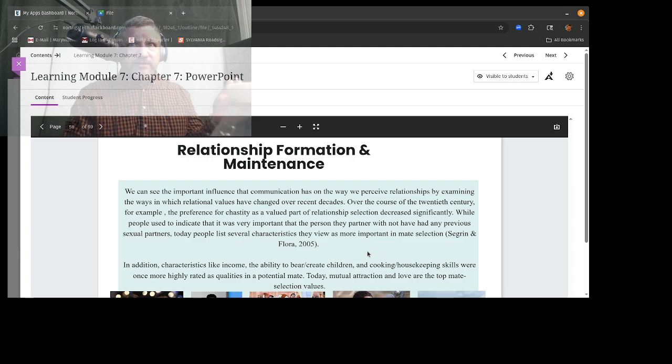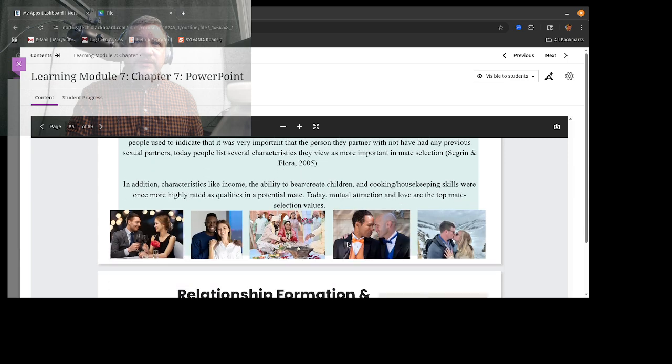Prior to that, in the 20th century, we started to devalue that, right? We decreased its value. We kind of moved away from chastity being an important part of starting a romantic relationship with someone. We got away from that. While people used to indicate it was very important that the person they partner with not have any previous sexual partners, nowadays that's not even a thing, really. People list several characteristics they view as much more important in mate selection.